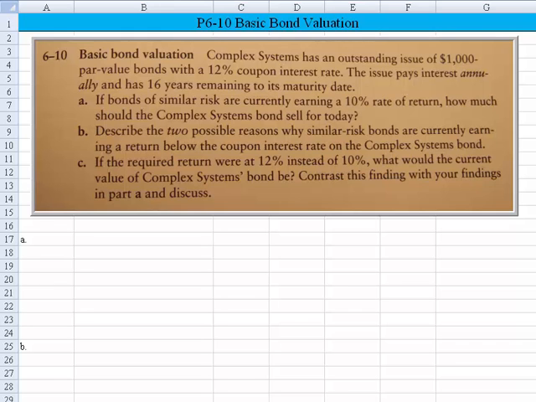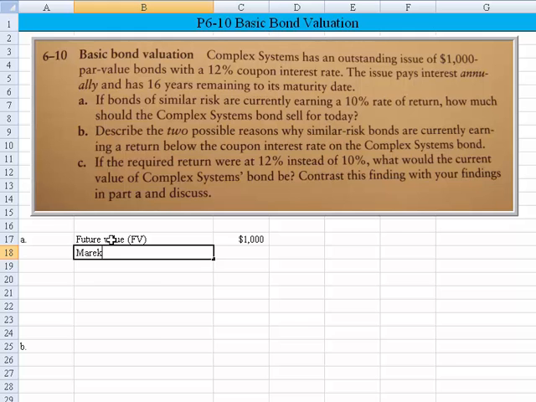Okay, Part A says if the bonds of similar risk are currently earning a 10% rate of return, how much should the Complex Systems bond sell for today? Okay, let's take a look at that. First, let's determine the variables. There's the future value, and the future value, I hope everyone understands, is $1,000. The value of the bond that would have to be paid back at its maturity.